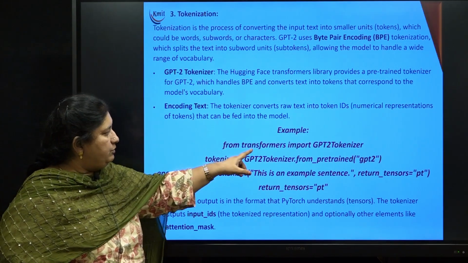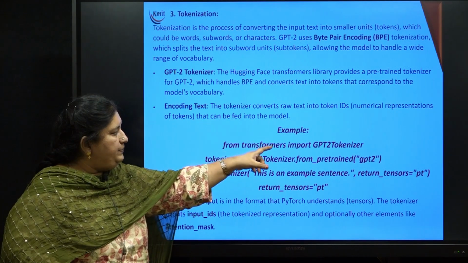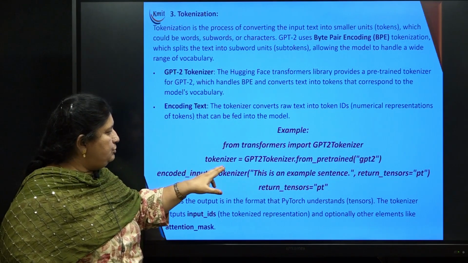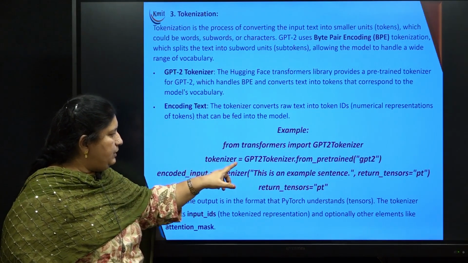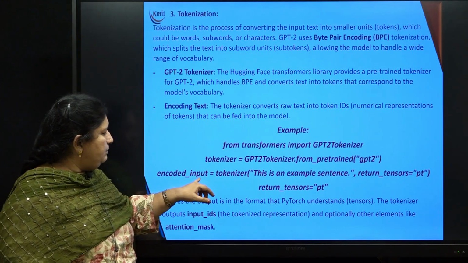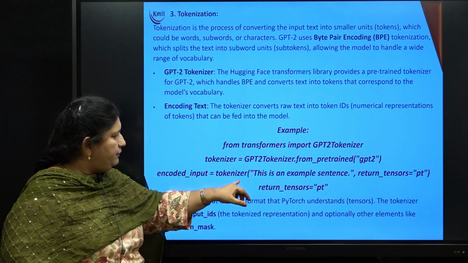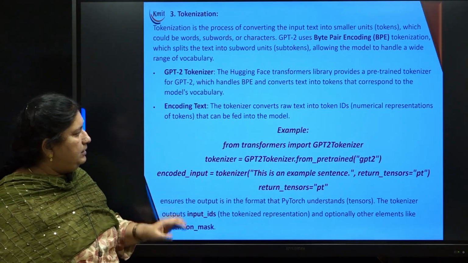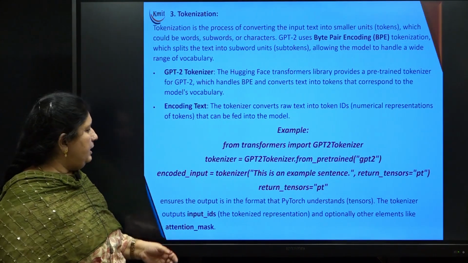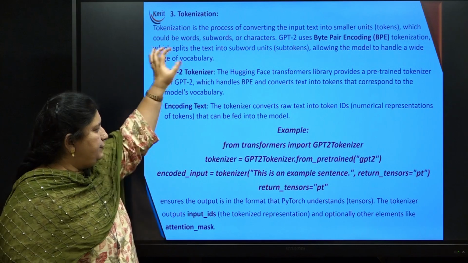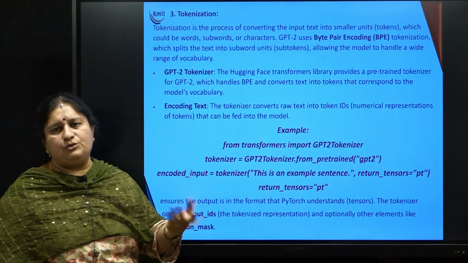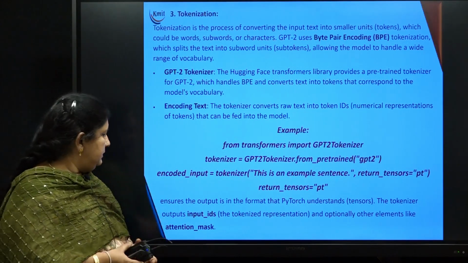From transformers, import GPT-2 tokenizer. If I am using this first one, what am I trying to do? Tokenizer is equal to, you are initializing which tokenizer is to be used, and the encoded input is equal to tokenizer of "this is an example sentence", return tensors as pt, right? So what am I trying to do? Instead of taking the entire text file, I am trying to give an example sentence which has to be broken down into tokens.